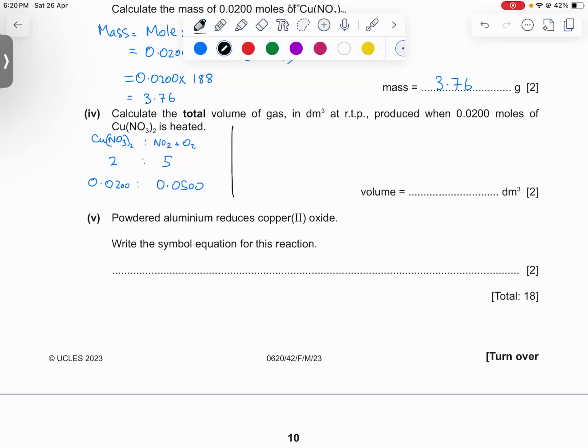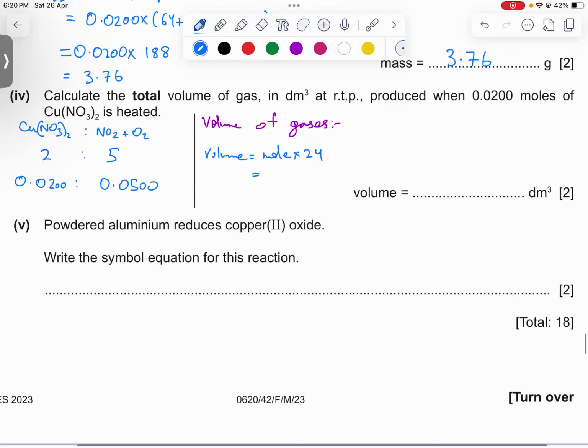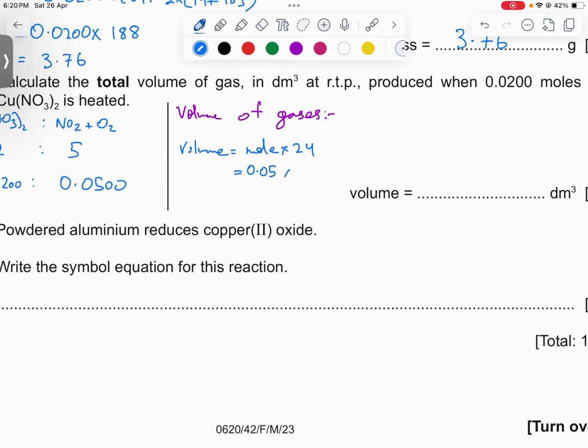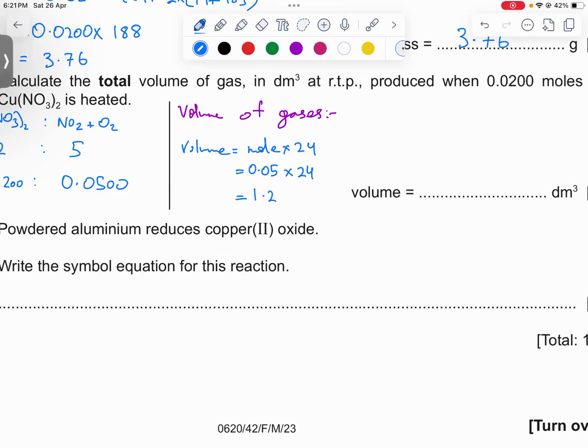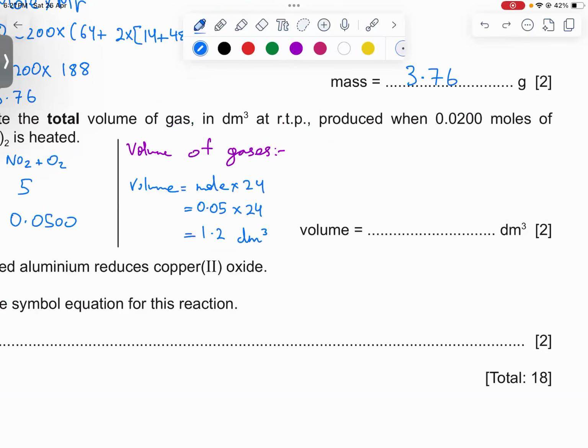And then we'll say volume of gases. Volume is equal to moles multiplied by 24. Moles are 0.05 multiplied by 24, so 0.05 multiplied by 24 should give us 1.2 dm cubed. The answer is in dm cubed because the question asked us to.